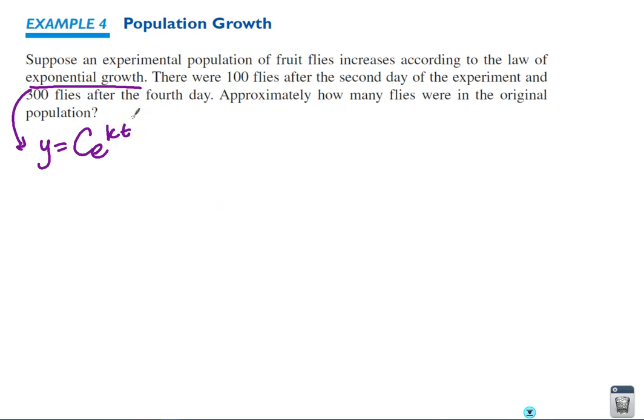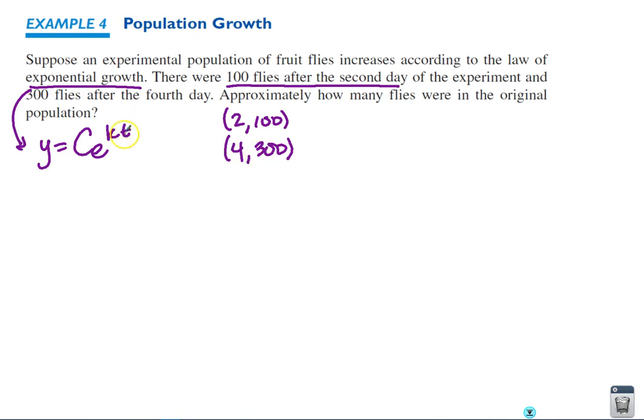All right. My bad. Anyway, I know that I have fruit flies. There were 100 fruit flies after the second day, so I have this data point. After day 2, there were 100, and 300 after the fourth day. Now I'm going to use both of these data points because I want to know how many flies were in the original population.